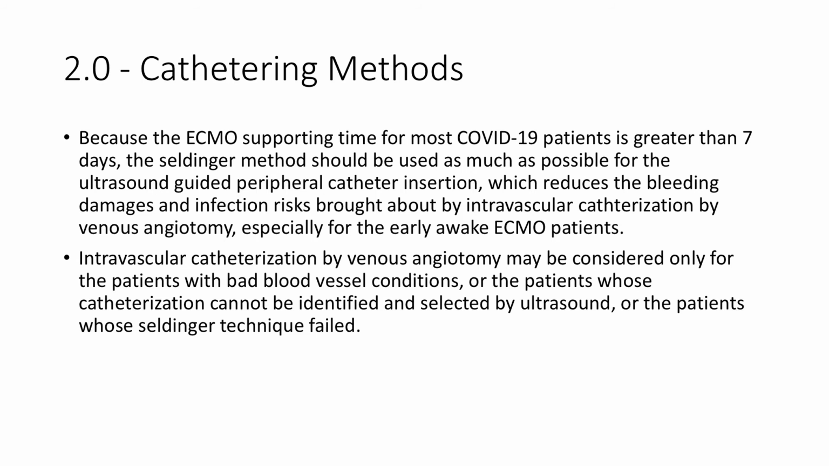2.0 Catheterization methods. Because the ECMO supporting time for most COVID-19 patients is greater than 7 days, the Seldinger method should be used as much as possible for the ultrasound-guided peripheral catheter insertion, which reduces the bleeding, damage and infection risks brought about by intravascular catheterization by venous angiotomy, especially for the early awake ECMO patients. Intravenous catheterization by venous angiotomy may be considered only for the patients with bad blood vessel conditions, or the patients whose catheterization cannot be identified and selected by ultrasound, or the patients whose Seldinger technique failed.